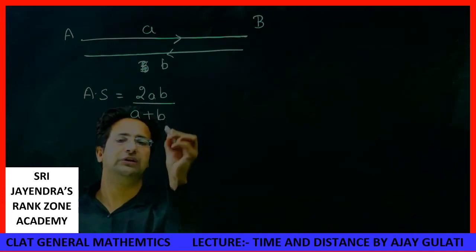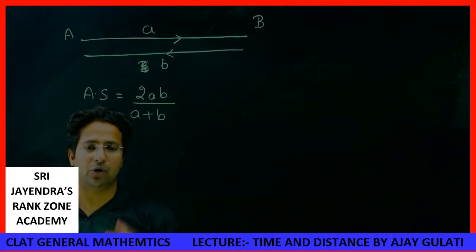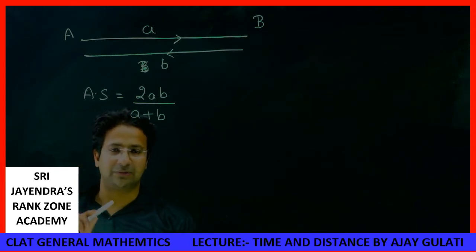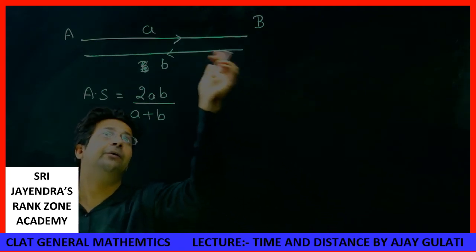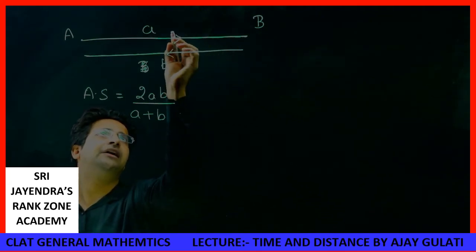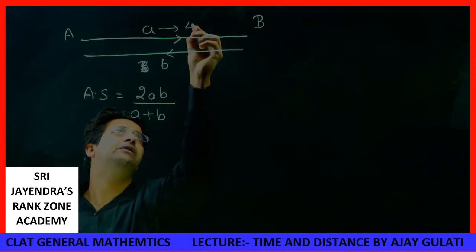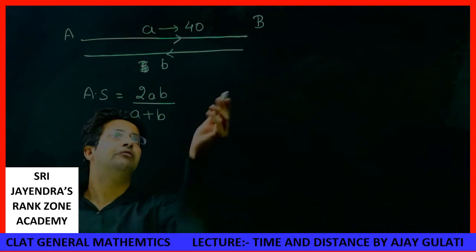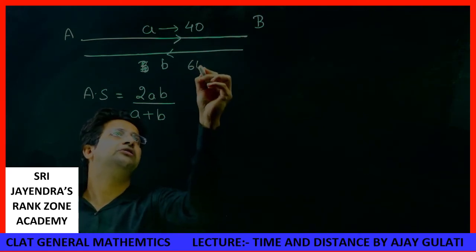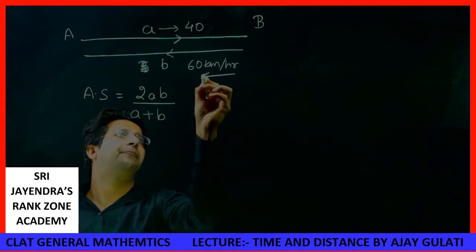Getting it, my dear students? In such a case, the average speed is always 2ab upon a plus b. I hope this must be very clear to all of you. I'll give you the derivation of this right now within a minute. Let's say I assume while going from A to B, my speed was 40 km per hour, and while returning back my speed was 60 km per hour.